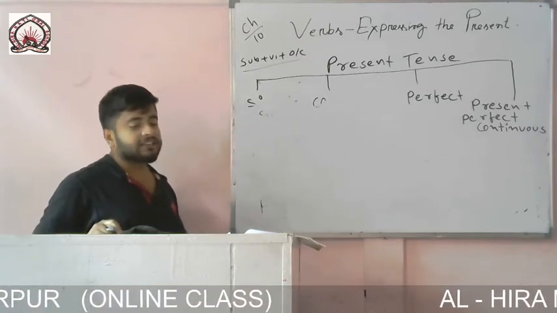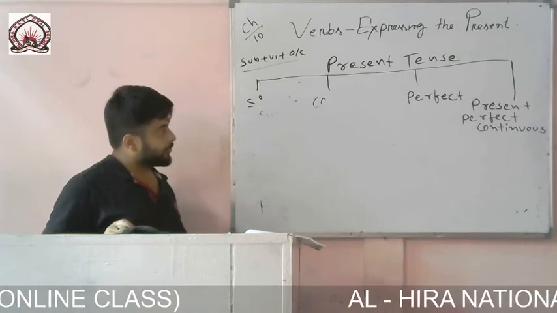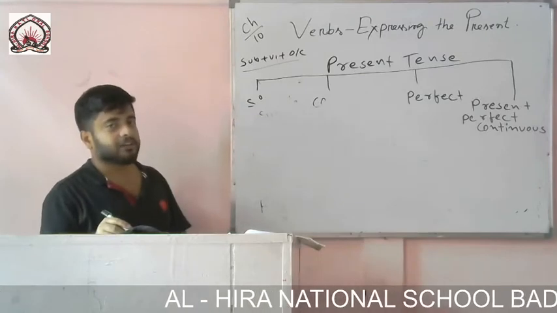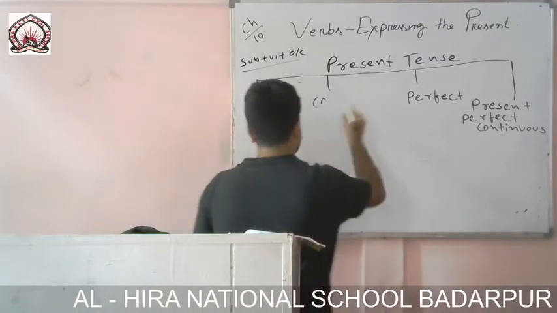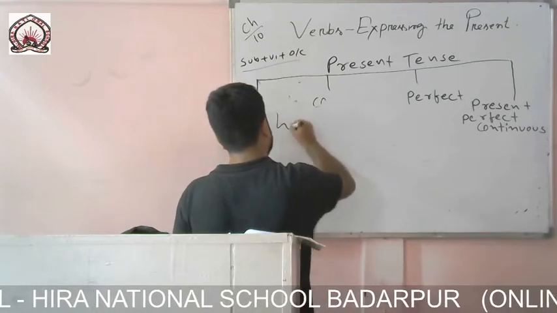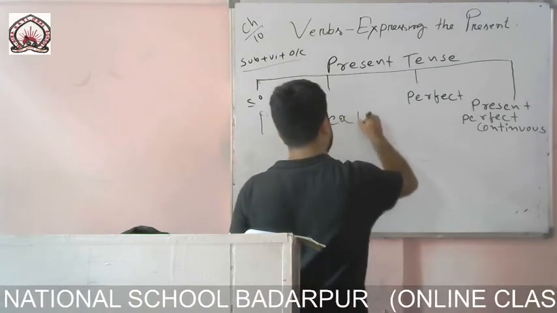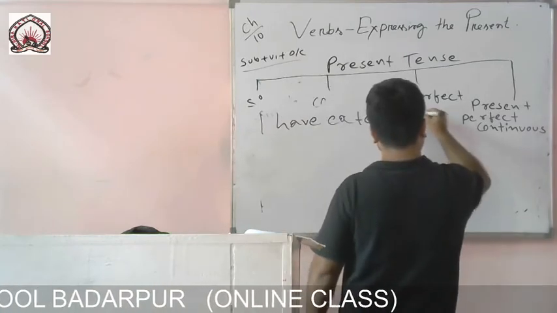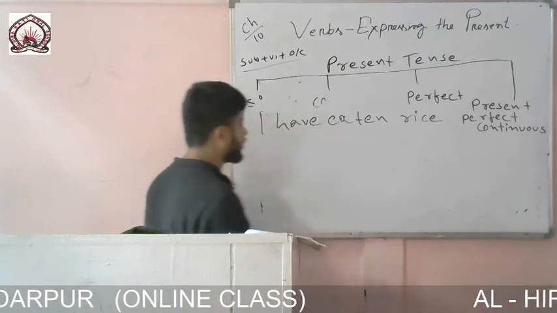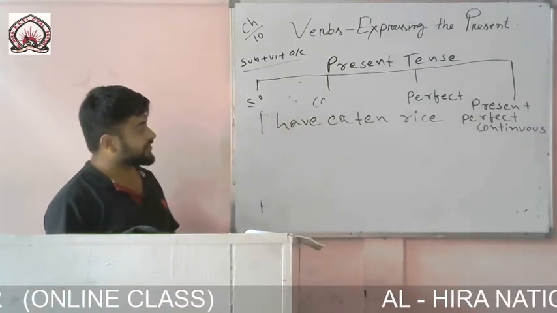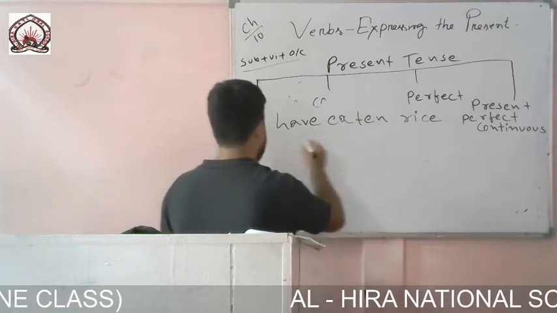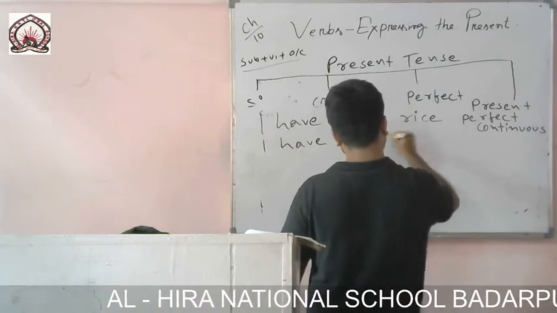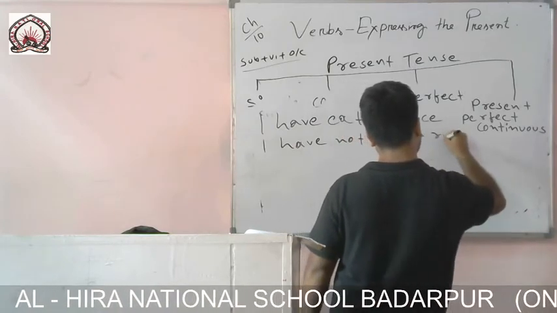Now another example, otherwise you might get confused. From present perfect: I have eaten rice. It is an example of present perfect. I have eaten rice. Then how can we change it to negative? I have not eaten rice.